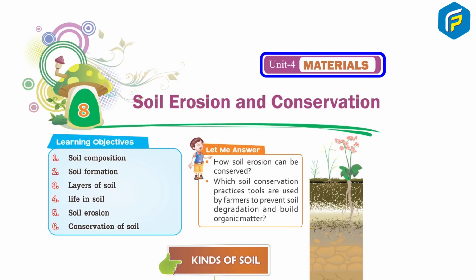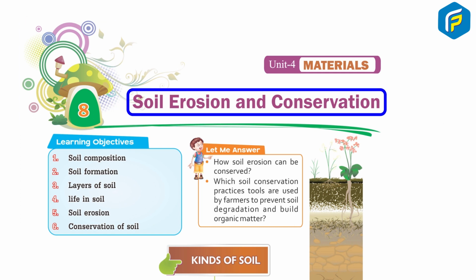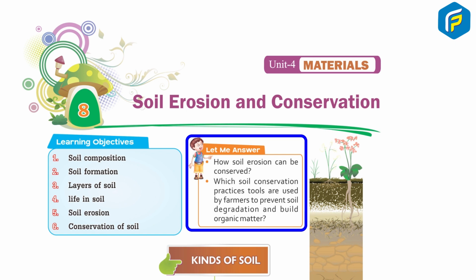Unit 4 Materials, Chapter 8: Soil Erosion and Conservation. Learning objectives: 1. Soil composition, 2. Soil formation, 3. Layers of soil, 4. Life in soil, 5. Soil erosion, 6. Conservation of soil. Let me answer how soil erosion can be conserved. Which soil conservation practices and tools are used by farmers to prevent soil degradation and build organic matter?